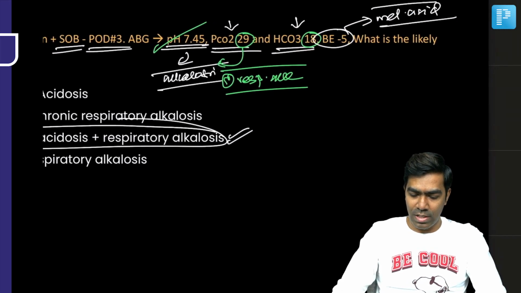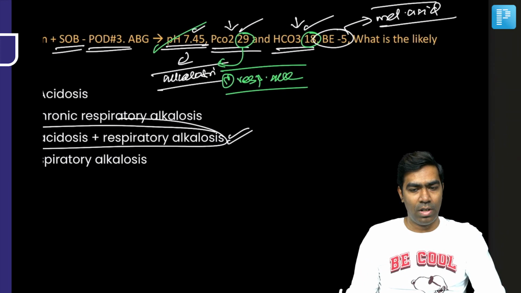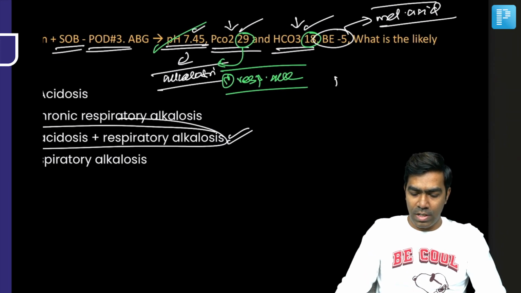If you want to solve just with these three numbers, still it is possible. So look at the patient's pH, it is 7.45, and look at the patient's PaCO2, it is 29. Look at the patient's bicarbonate, it is 18, right?